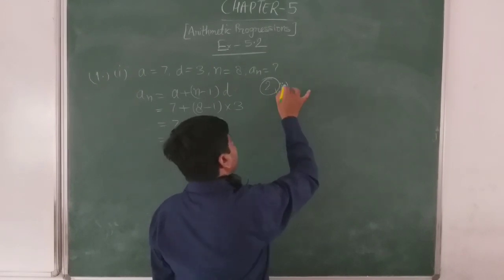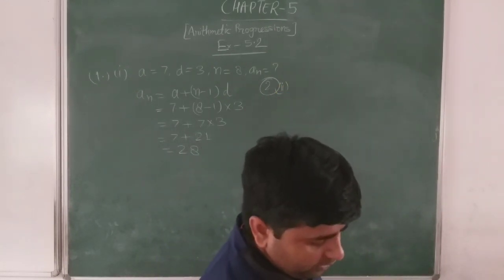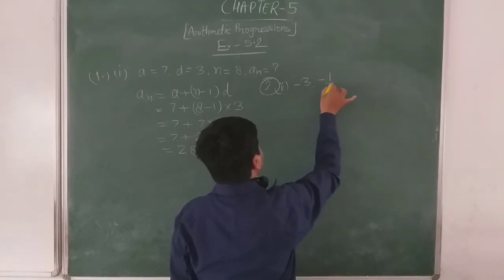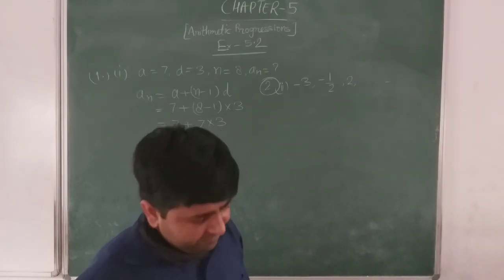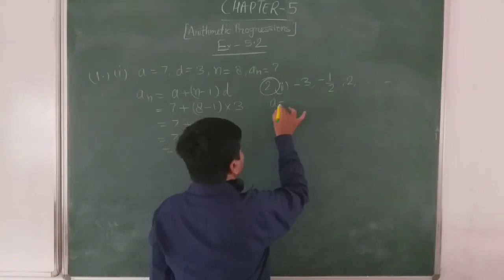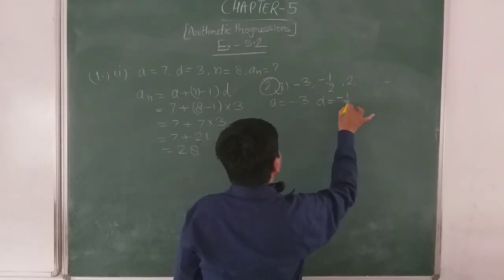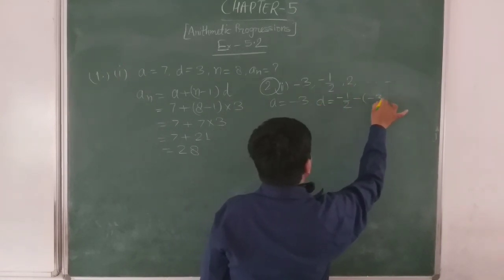Same, the formula is the same, it is the nth term only. We have to find the 11th term of the AP. The terms are given in fractions: -3, -1/2 and 2... it is the AP and you have to find the 11th term. So first term is -3, means A equals -3. D we have to find. D is A2 minus A1. So A2, the second term, is -1/2, minus A1 that is -3.